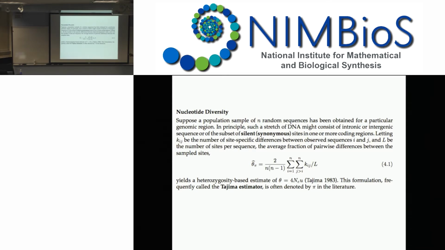So nucleotide diversity is quite simple. I take 2 of my sequences, I simply count up all the number of pairwise differences between them, and I compute the average of that over all combinations of sequences. This is essentially a heterozygosity measure. And the nice thing about that is this is our estimate here for nucleotide diversity. Nucleotide diversity exactly equals my estimate. The expected value of nucleotide diversity is theta. So one estimate of theta in infinite sites is the nucleotide diversity. That's often called the Tajima Estimator, because Tajima used it in his test.